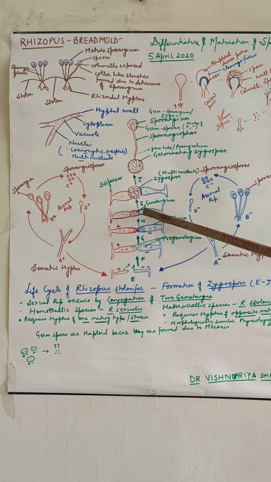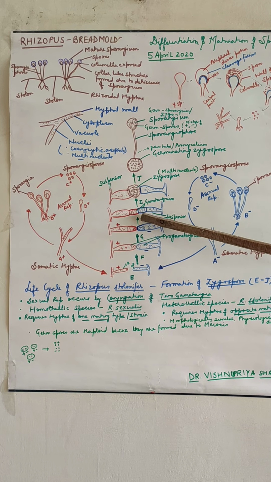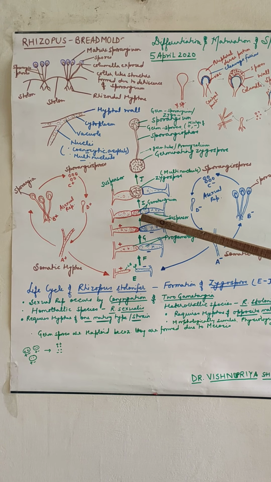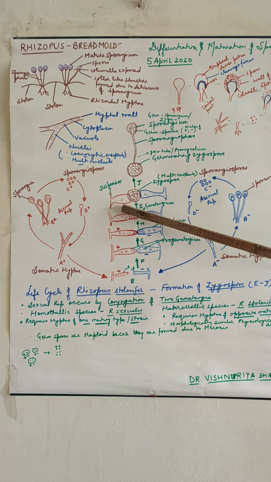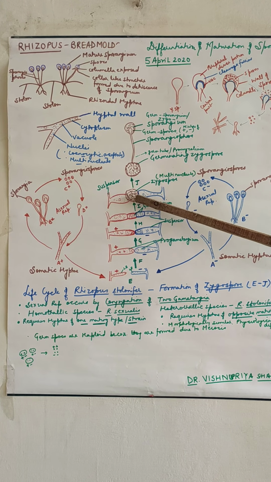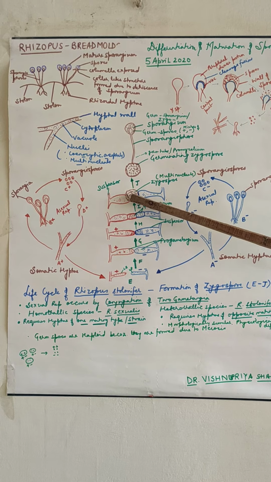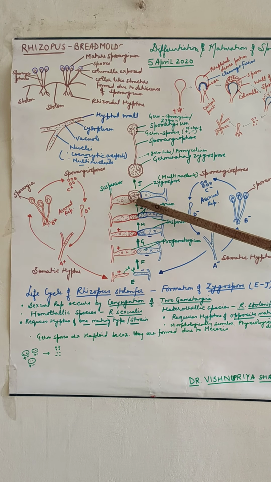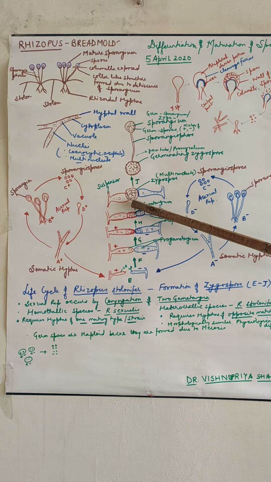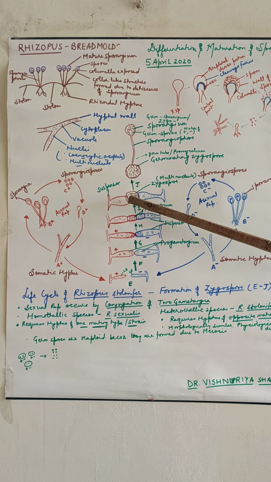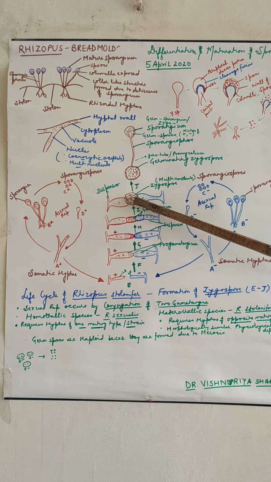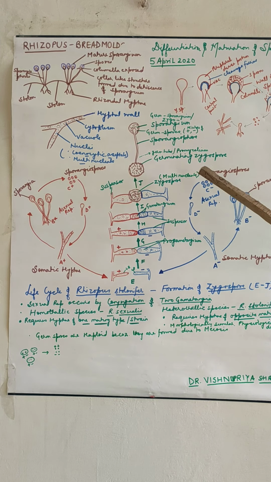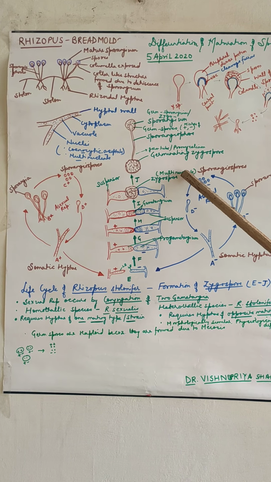Now what happens in this gametangium? Both the gametangia fuse with each other by the dissolution of this wall. So the wall of contact dissolves and the contents fuse with each other, and the entire portion gets mixed, and the two nuclei of opposite strain get mixed up with each other. A thick-walled structure, dark or black in color, having an outer wall, is formed, which is known as zygospore. So this zygospore is a multinucleate structure.